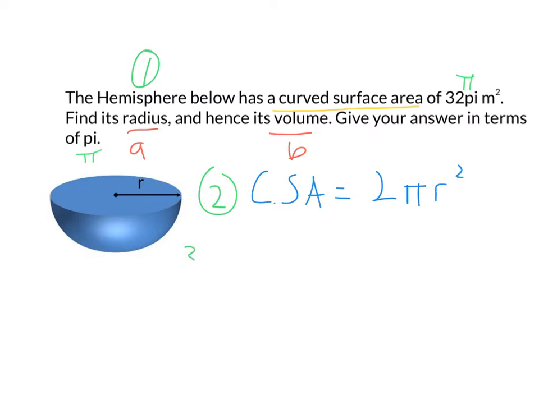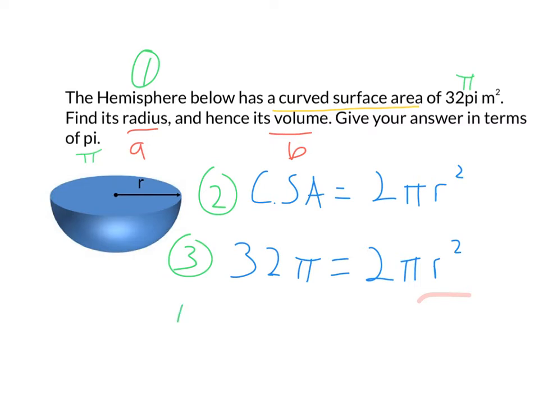Step 3 is where we're going to start filling in what we know. So we know that the curved surface area is 32 pi. On the right hand side, we actually don't know anything else there yet. We know that 2 is 2, it's a constant. We know that pi doesn't need to be subbed in because we're being asked to give our answer in terms of pi. And we know the radius is an unknown. So we actually can't fill that in, because that's what we're trying to solve for here.